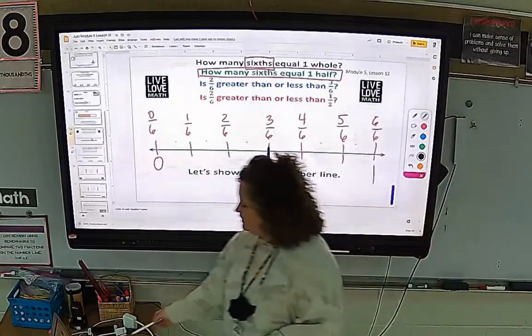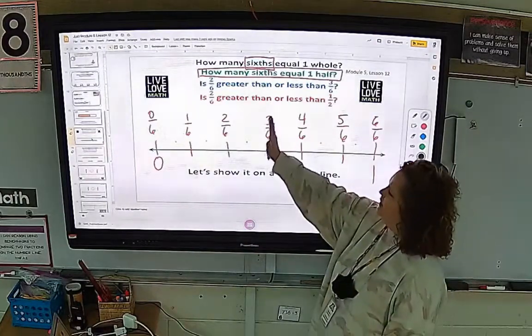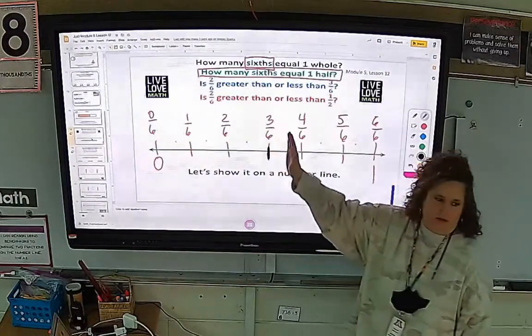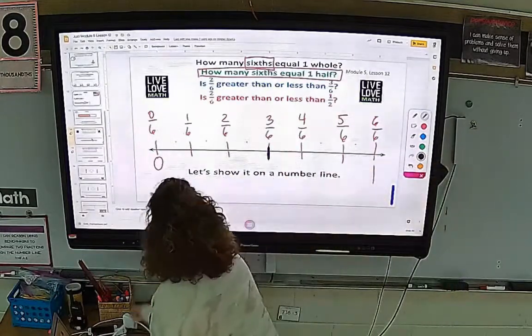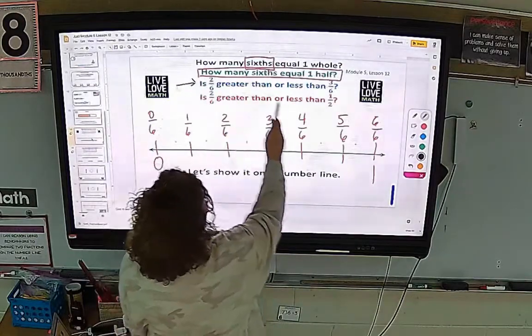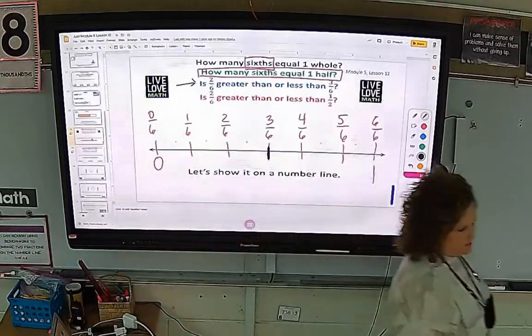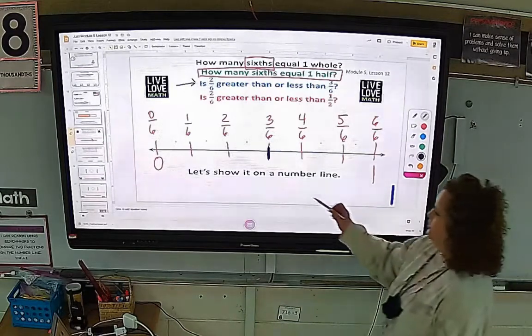So the question becomes, if this is halfway, y'all stay with me here. If this is halfway, is 2/6 greater than or less than 3/6? Now that may seem like a really simple question right now. We're going to need some of this simple to help us later on. Is 2/6 greater than or less than 3/6?